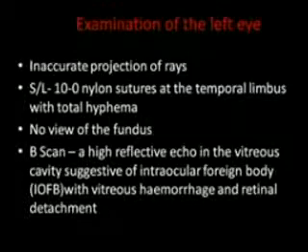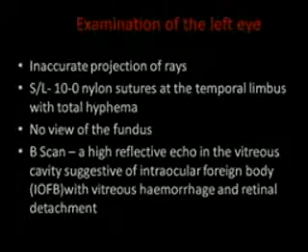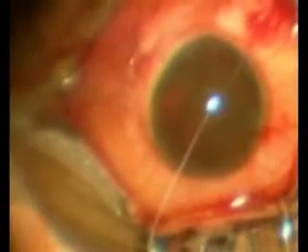Ultrasound B scan of the left eye showed a high reflective echo in the vitreous cavity, suggestive of an intraocular foreign body with an extensive vitreous hemorrhage and a total retinal detachment. He underwent a pars plana lensectomy followed by a pars plana vitrectomy.